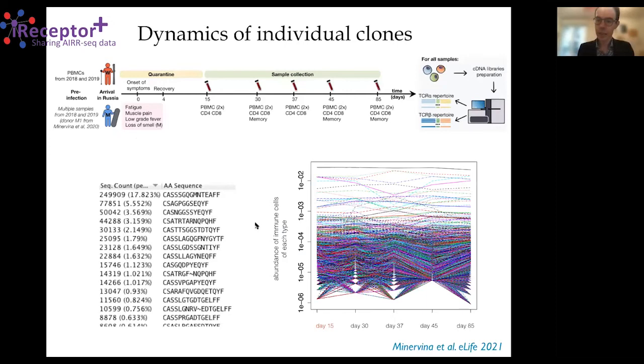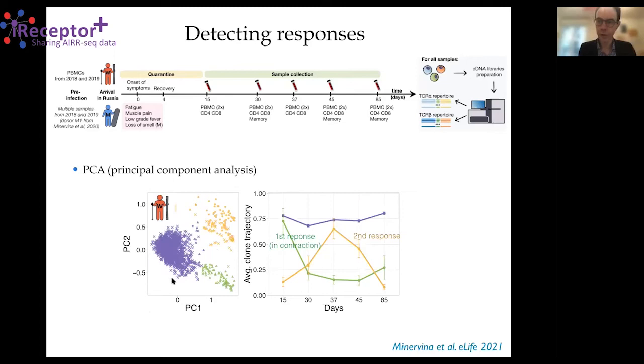And so if I plot the raw trajectories as a function of time, where each trajectory corresponds to one TCR beta sequence, for instance, you see it's a bit of a mess. It's hard to make sense out of it. So the first thing we do is a principal component analysis of the trajectories, right? And we find the following structure with three clear clusters.